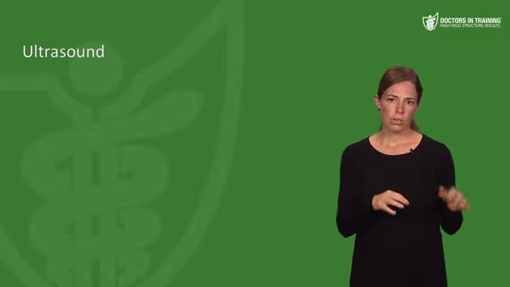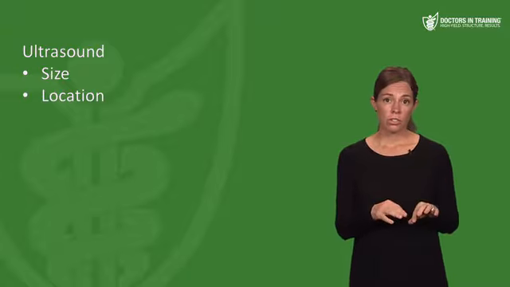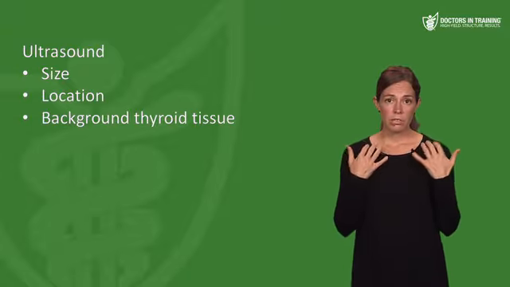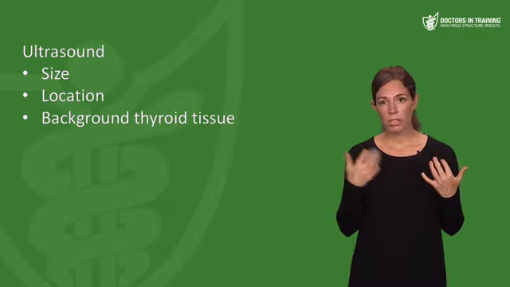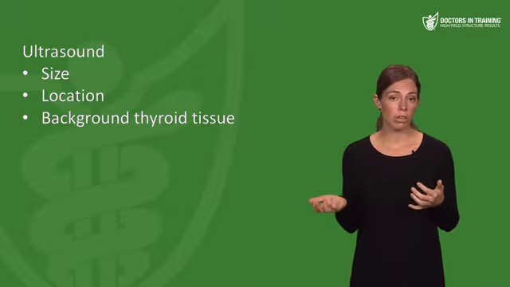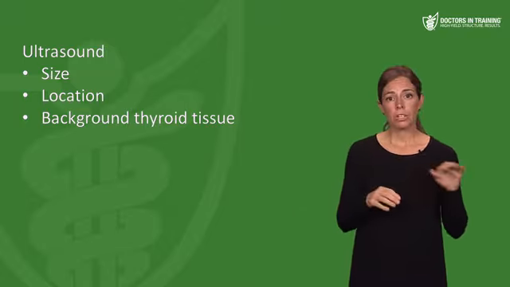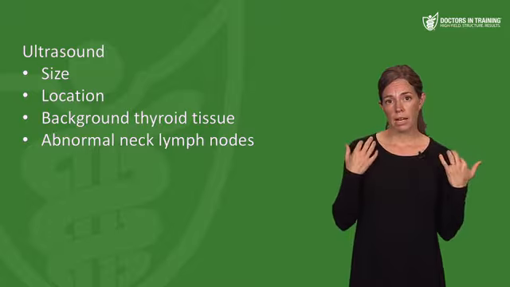So with thyroid nodules, this is done best with ultrasound, which is a nice, cheap, low-risk test. So you can see several things on the ultrasound: size and location of nodules, the background thyroid tissue, and there may be patterns consistent with Hashimoto's, etc., which you may already know clinically in some cases. Then you can also look for abnormal lymph nodes in the neck.